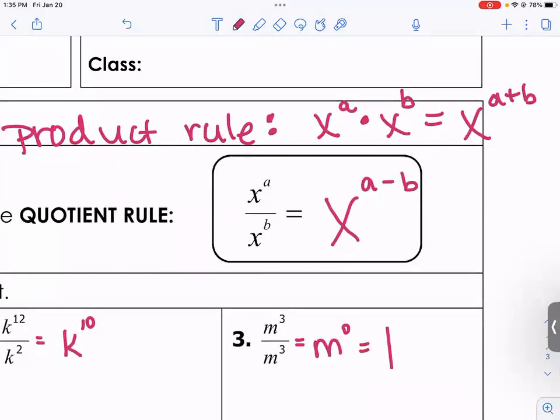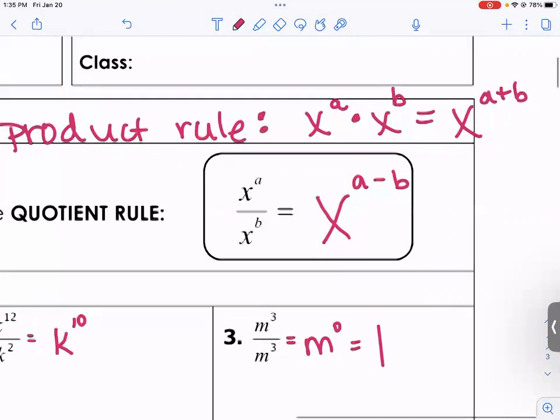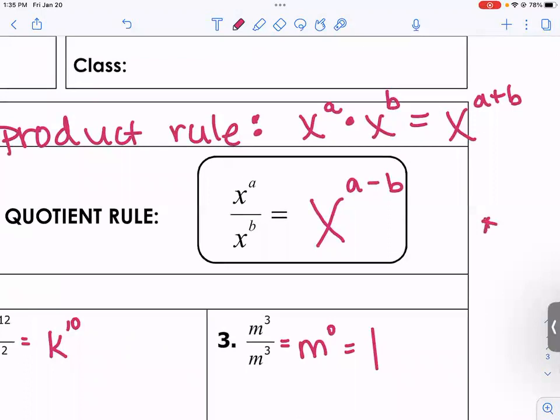If we are multiplying, we add our exponents. If we are dividing, we subtract our exponents. And if we have a power to a power, we multiply our exponents. Those are all going to be intermixed now that you know all 3. Okay, go ahead and turn to page 10. Page 10 is your homework.